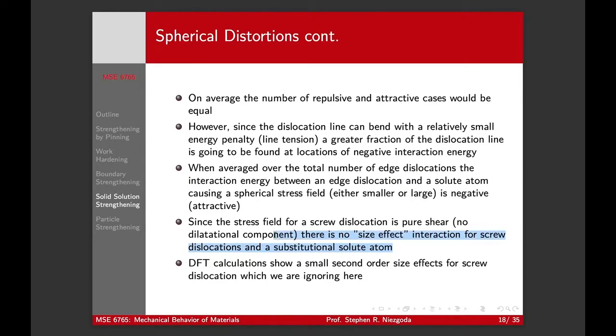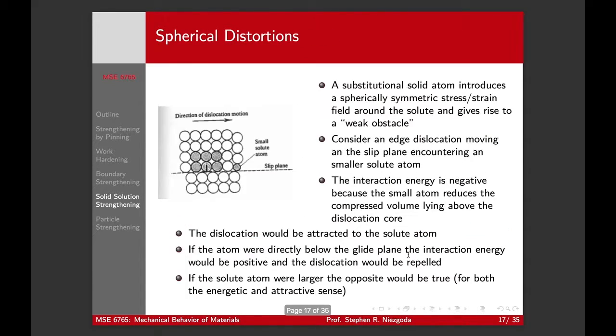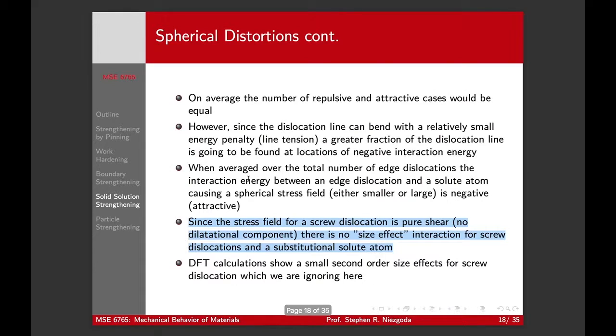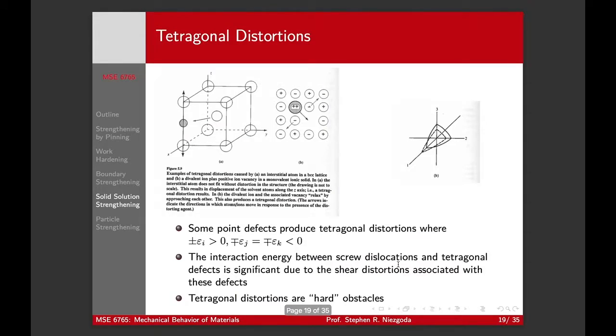There are other effects acting on a screw dislocation, but for a screw dislocation, it doesn't care whether it's big or small, right? This pure distortion of the lattice doesn't affect a screw dislocation in the same way that it does an edge. There are some new calculations that show a small second order effect for screws, but we can ignore that for now.